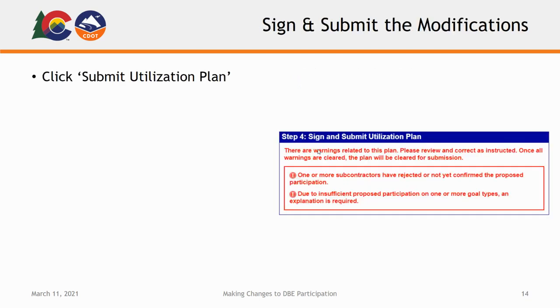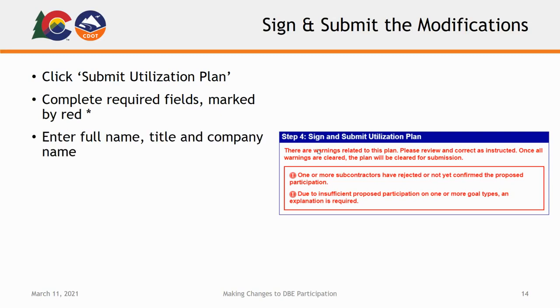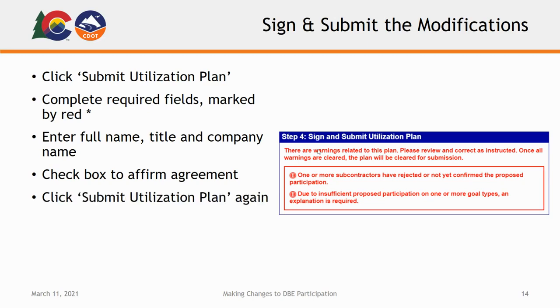Step 4 of the Utilization Plan is where you will sign and submit your Utilization Plan for review by CDOT. Click the Submit Utilization Plan button to open the submission form. Complete the required fields indicated by a red asterisk. For your signature, enter your full name and provide your title and company name. Also, be sure to check the box to affirm the agreement. Click the Submit Utilization Plan button one more time to submit your utilization plan for review.